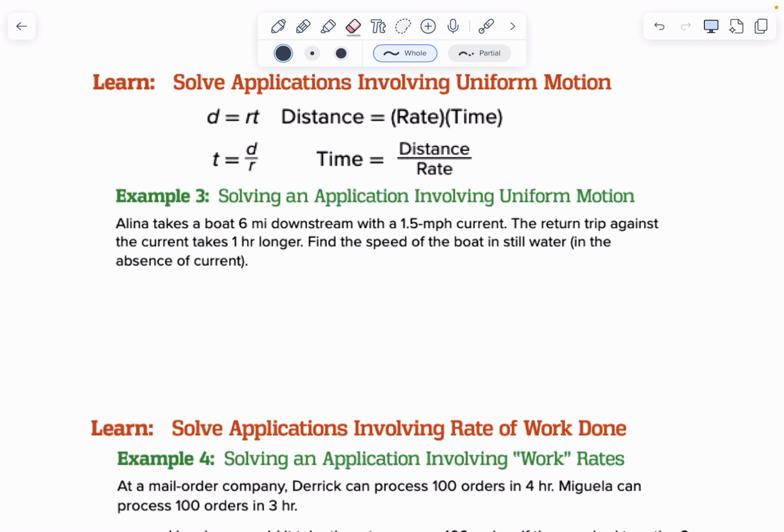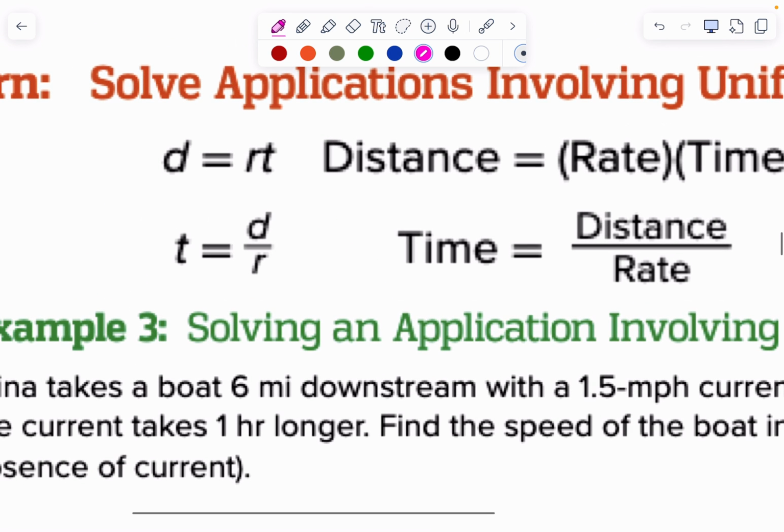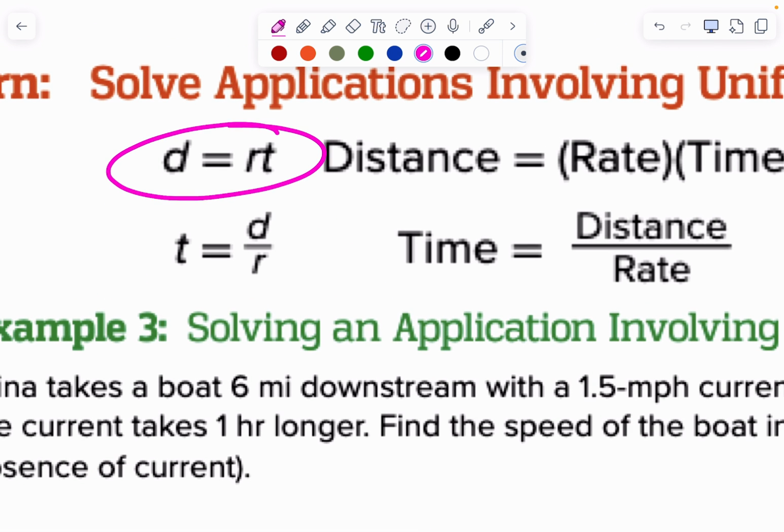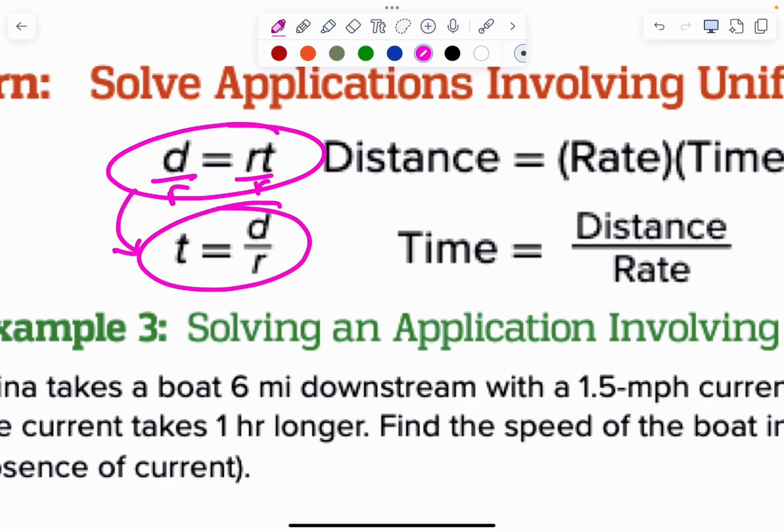Alina takes a boat 6 miles downstream with a current of 1.5 miles per hour. The return trip against the current takes 1 hour longer. Right? Takes 1 hour longer. Okay? All right, find the speed of the boat. We know this, right? Distance equals rate times time. But we could rearrange that and divide by r to get time is equal to distance divided by rate. True?